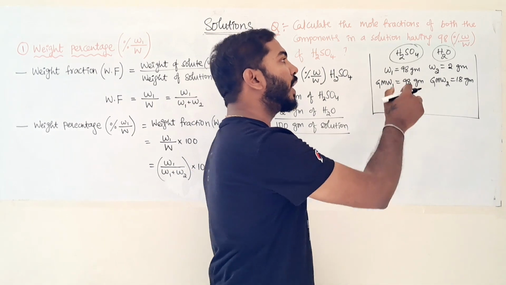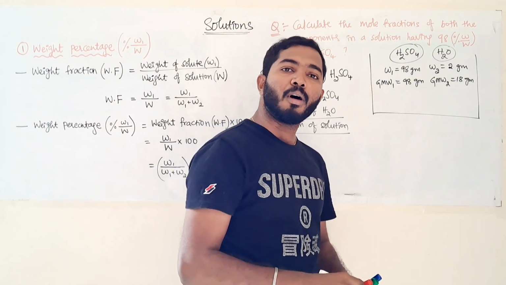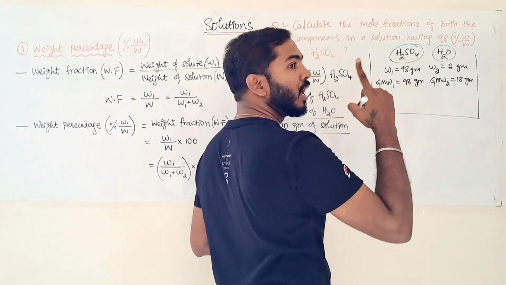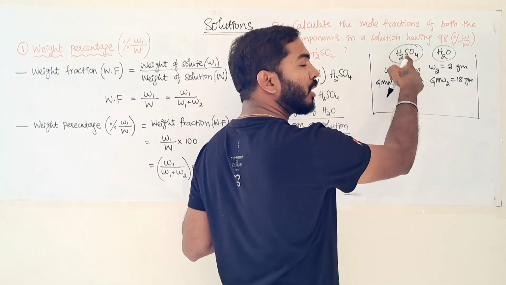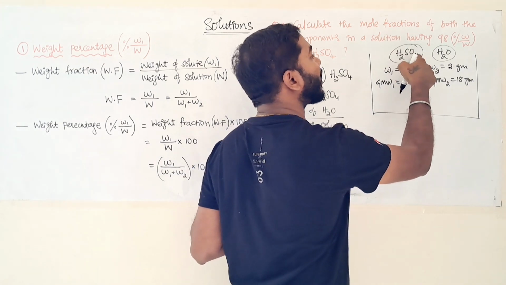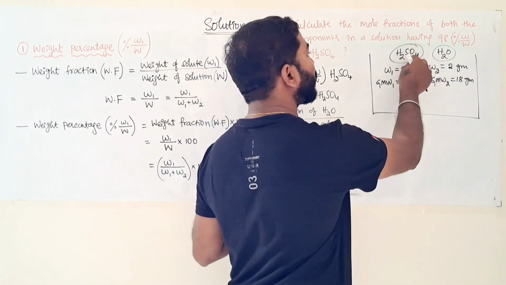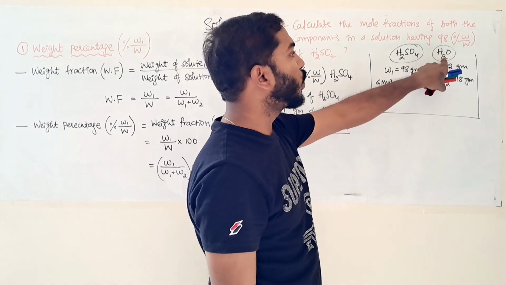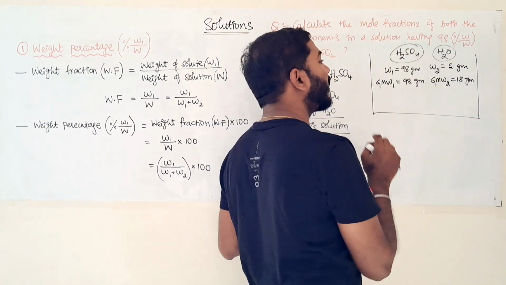The gram molecular weight of any compound is the sum of atomic masses of all the atoms. So what does it mean? For each hydrogen 1 gram, so 2 hydrogens 2 grams. For sulfur 32 grams, 32 plus 2 is 34, and for each oxygen it is 16, so 16 fours are 64. 64 plus 34 gives us 98. Similarly here, 2 hydrogens 2 grams, 1 oxygen 16, so altogether it is 18 grams.